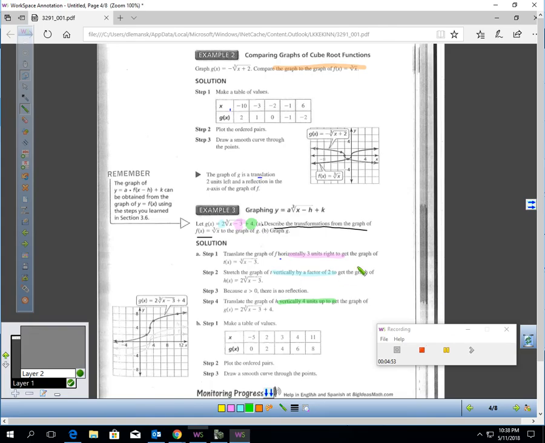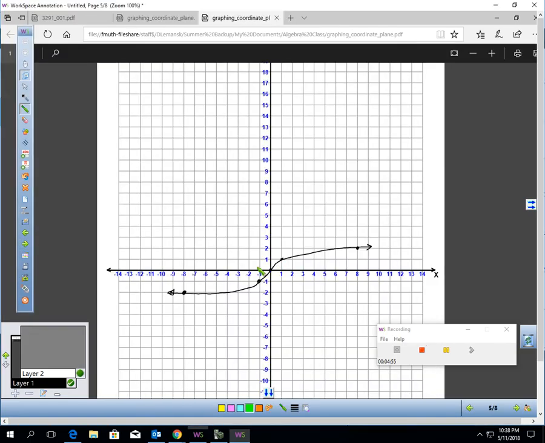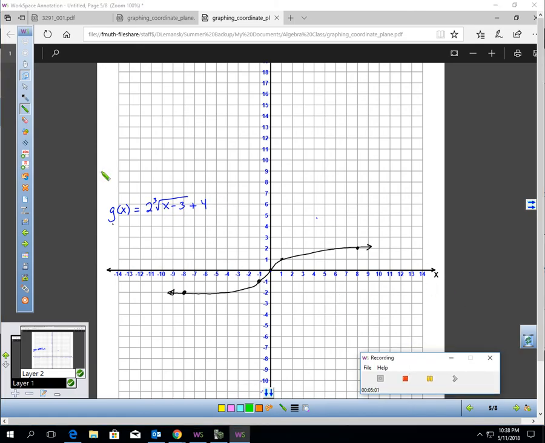Okay, I'm going to actually graph this. Here's the parent function, and this is what they want me to graph. So I can actually get this done even without my calculator. So if I just take the parent function, watch this carefully.